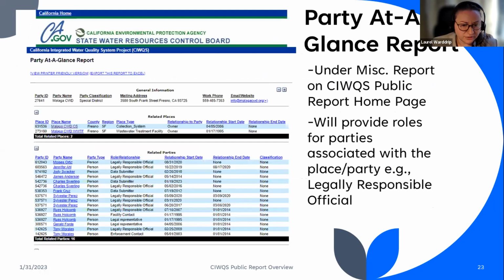Okay. So the third report we'll talk about is how do you find the legally responsible officials? And this is under the Party at a Glance report. So you go back to the CWIQS main screen, you go to miscellaneous reports, and then click on Party at a Glance. And when you put in the same search as you've been doing for these other reports, you'll find parties, and you'll see this role relationship associated at this point. You'll see start dates for the individuals, their relationship end dates, and if there are any applicable classifications. So this can be a really helpful way to zero in on who the legally responsible officials are.